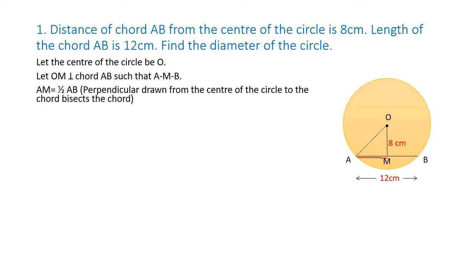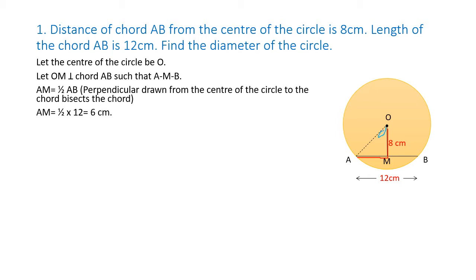So AM is half of 12, because the length of AB is 12. That will be equal to 6 cm. So I've got AM, which is 6 cm. I know OM, which is 8 cm. If I know these two sides, can I find out OA? Yes.